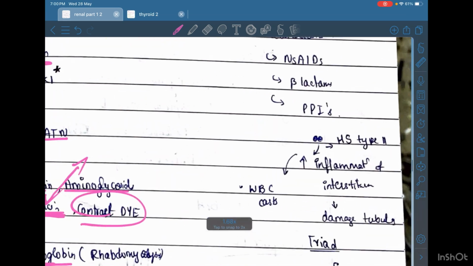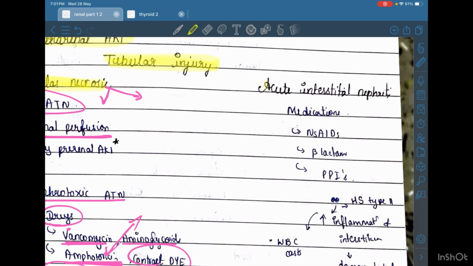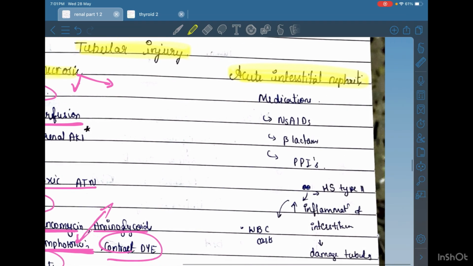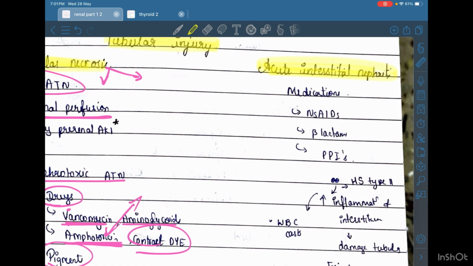Correct. Next, acute interstitial nephritis. So this is tubular, and this is interstitial. In interstitial nephritis, mainly the medications like NSAIDs, beta lactams, PPIs, etc.